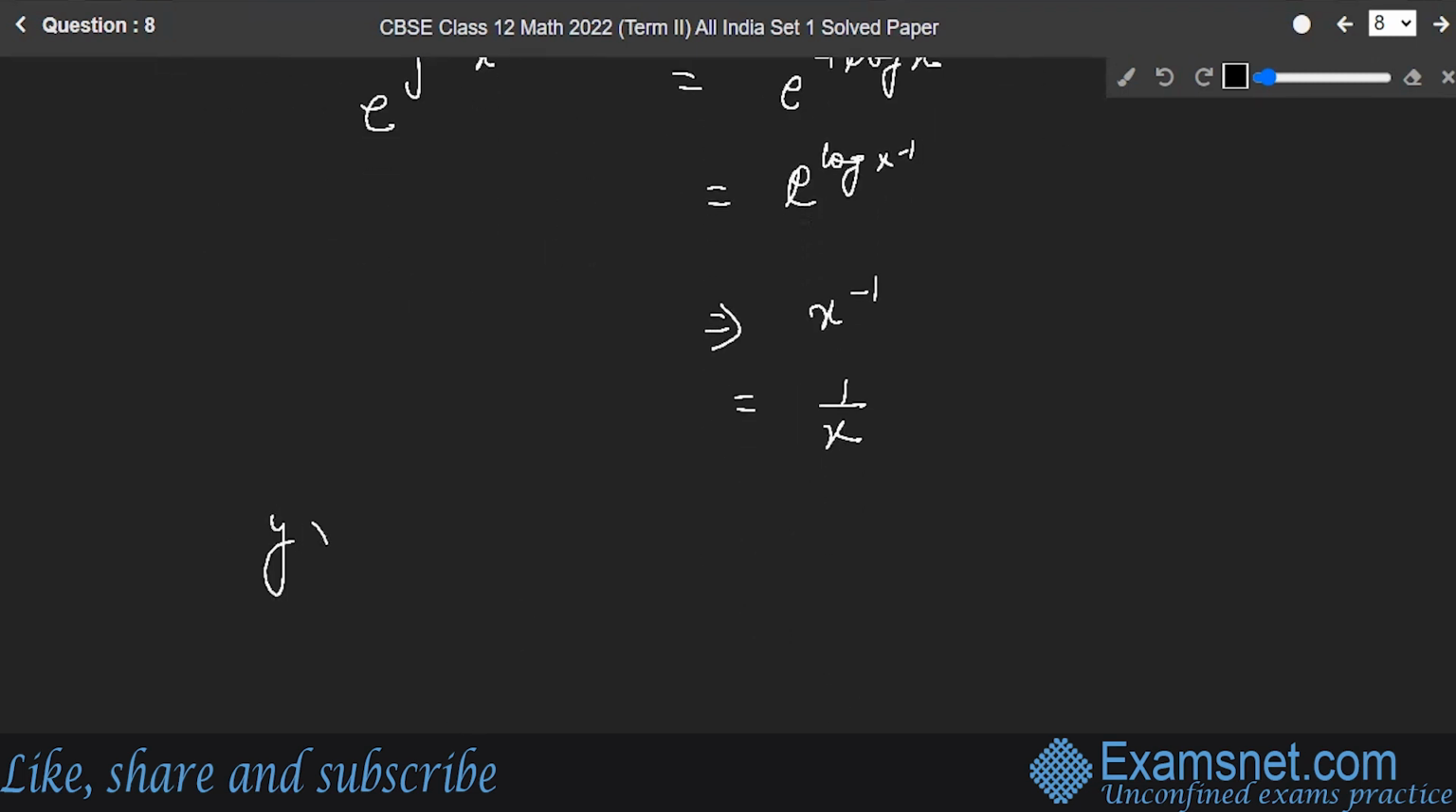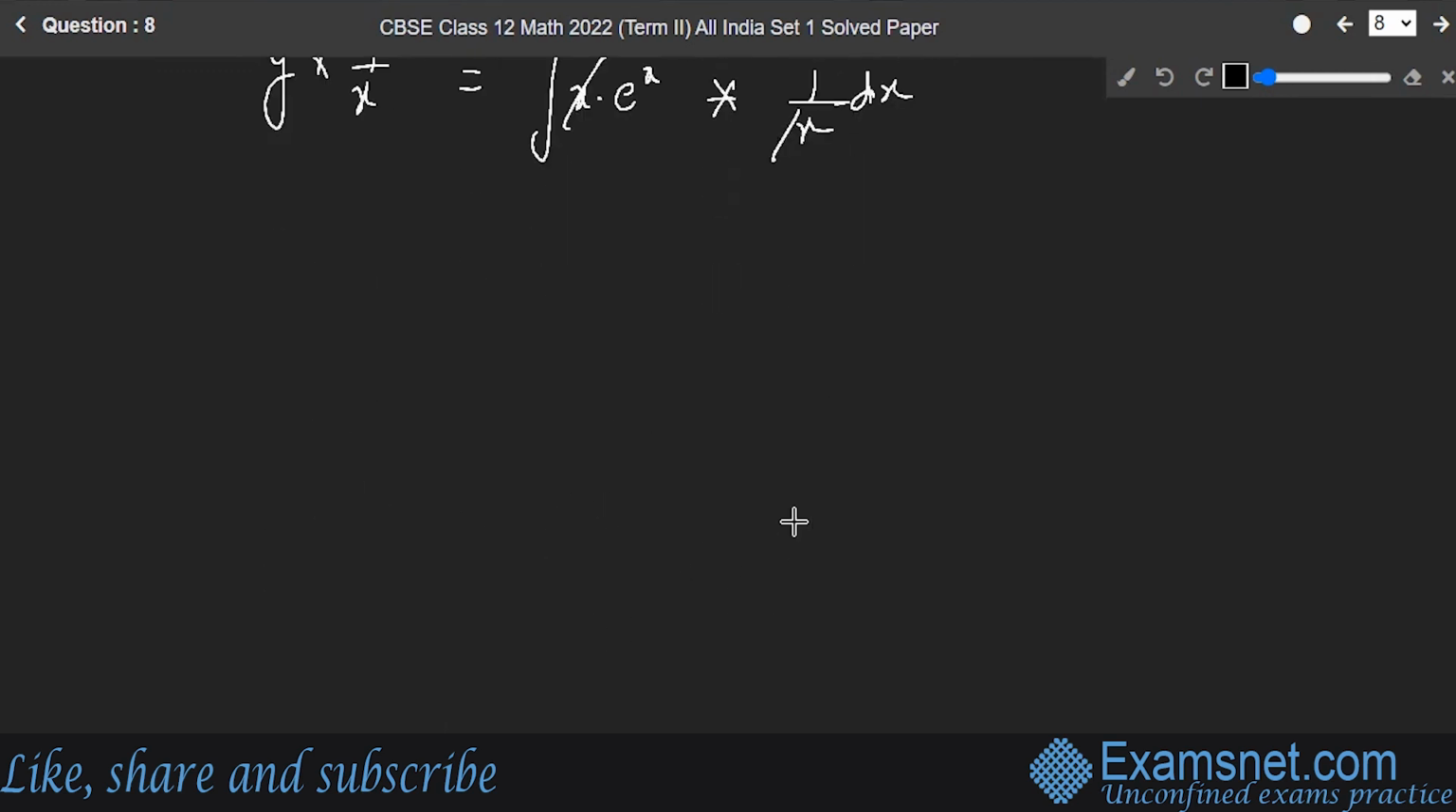Therefore, y into 1 by x is equal to integral of x into e raised to power x multiplied by 1 upon x dx. These two will cancel out and you will have y upon x is equal to integral e raised to power x dx, or y upon x is equal to e raised to power x plus c.